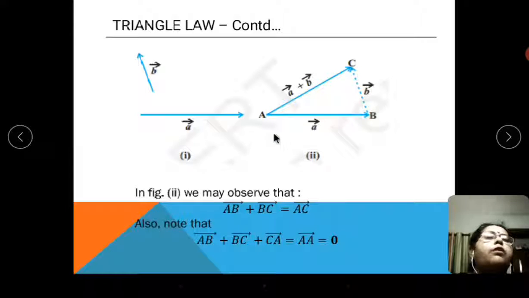Also note another interesting thing from here. If we go along the sides of the triangle, AB plus BC plus CA, of course that is equal to AA. Starting at A, we have reached at A, so the net displacement is 0. So this is a null vector, and I think you remember that null vector is a vector whose initial and terminal points coincide.